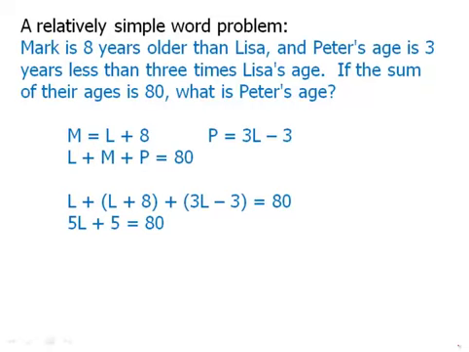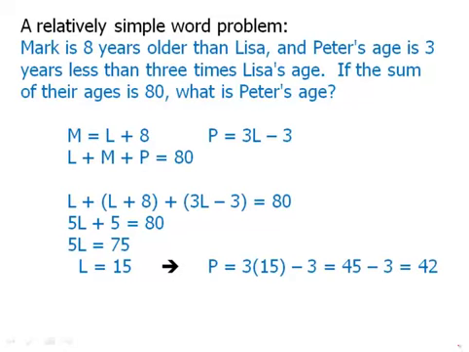Now this one, we just do a little cleaning up and simplifying. We get 5L plus 5 equals 80. 5L equals 75. So L equals 15. Now, very good that we use sensible letters here. L equals 15. That's Lisa's age. That's not the answer to the question. We need Peter's age. So Peter's age, we have to take that, multiply by 3, and then subtract 3. Well, that would be 42. And that's the answer to the question.